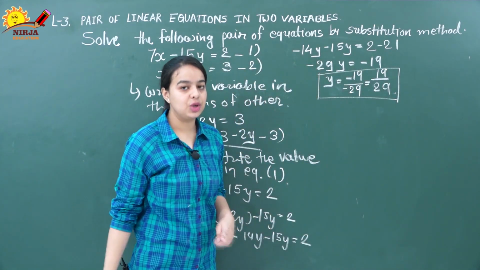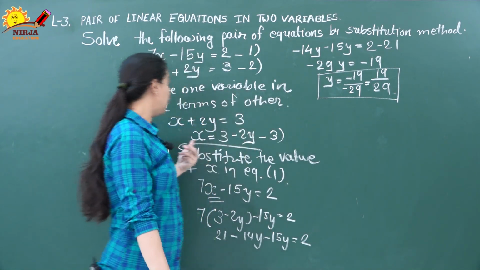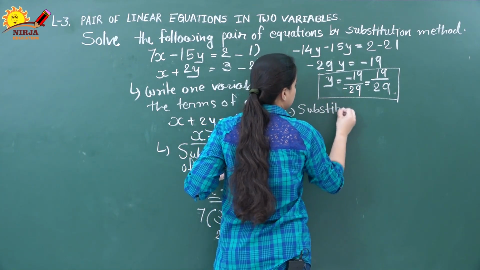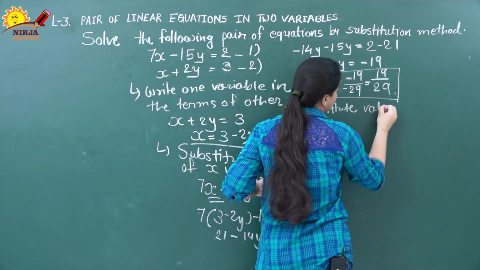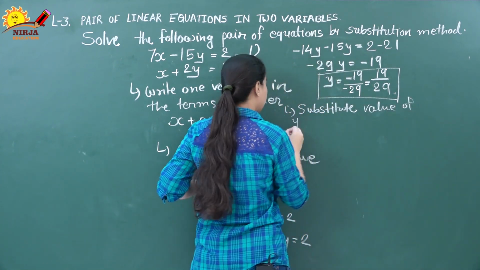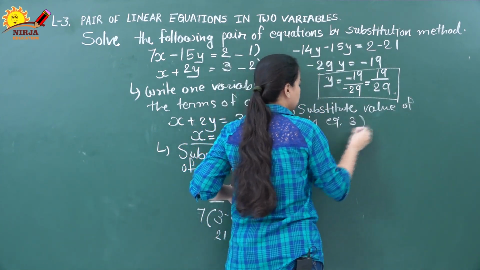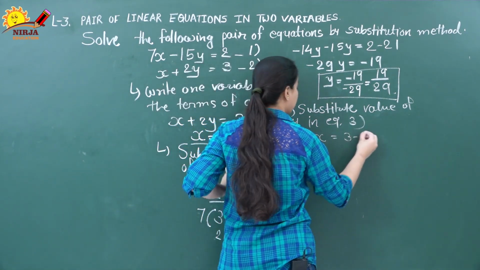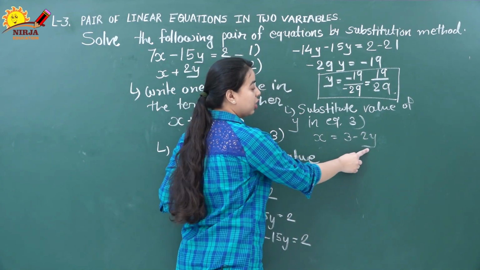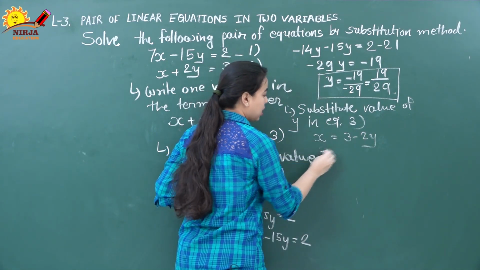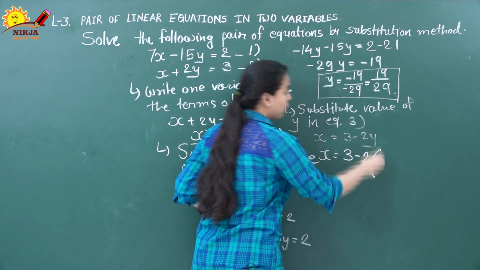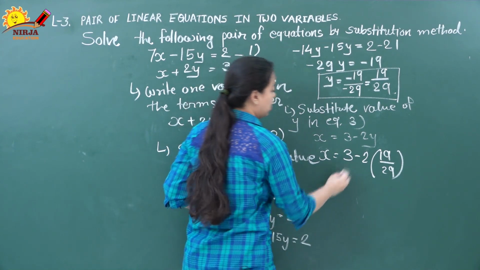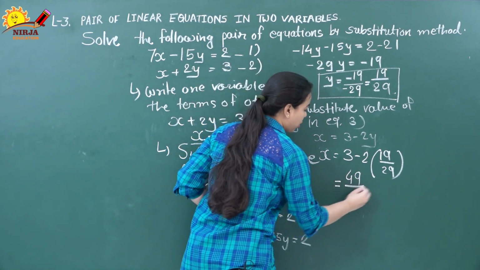So now let's substitute this value of y in our equation 3. What is our equation 3? It is x is equal to 3 minus 2y. Let's put the value of y in this. x is equal to 3 minus 2, with y equal to 19 upon 29. And if you solve this, you are going to get 49 upon 29.